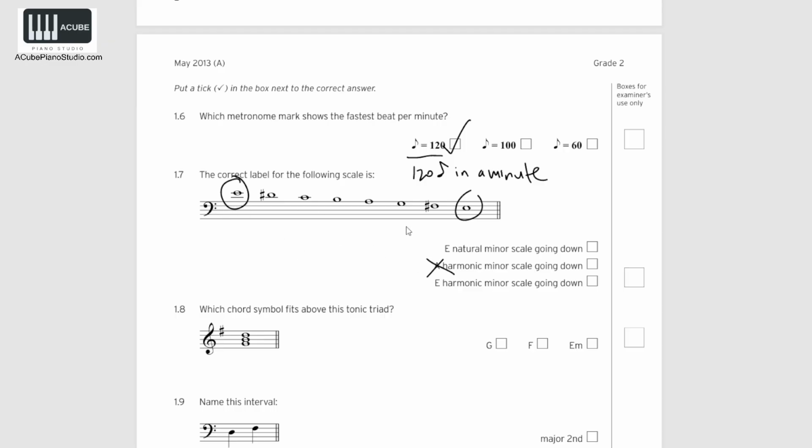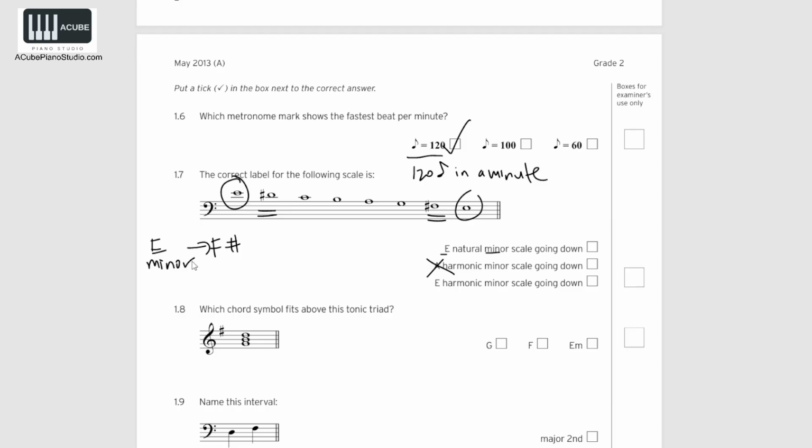Now we have E natural minor versus E harmonic minor. So what is E minor? E minor has a key signature of F sharp. If it is natural minor, then you just need to play F sharp. But if you look here, there are 2 sharps. One of them is here, the other one is here.